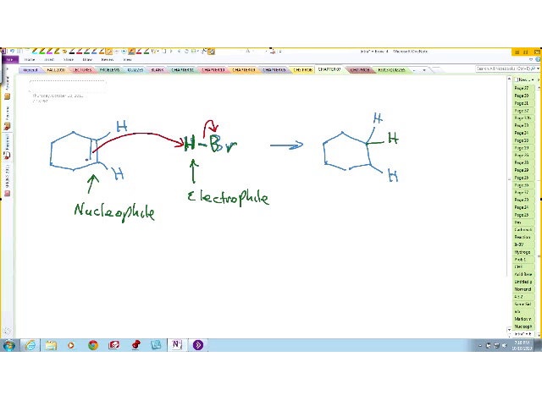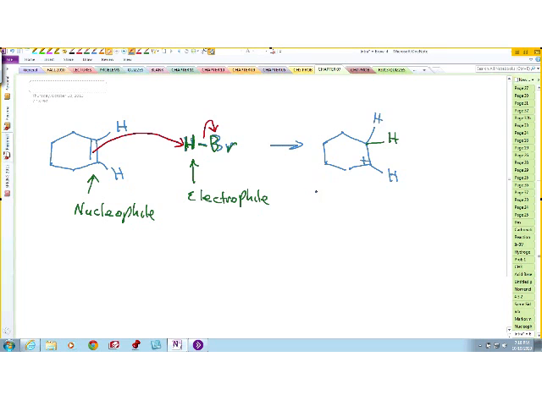Now, because we are using this pi electron flowing away to form a bond between this carbon and this hydrogen, this carbon here now becomes positively charged. At this point, it does not matter, okay? Because you are dealing with a symmetrical molecule. Very good question, though. That is exactly where I want to go.